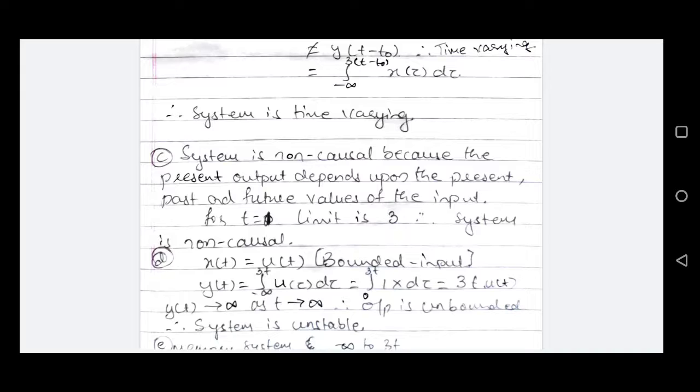And is it a memory system? Yes, clearly it is a memory system, because to get the output, we are integrating all the previous values of the input. The limits are from minus infinity to 3t. Therefore, it is a memory system. And is it invertible? Yes, it's an invertible system because its inverse operation, differentiation, exists. We might have to scale the input. We might have to perform some operations to recover the input back, but the system is invertible because the inverse system exists.